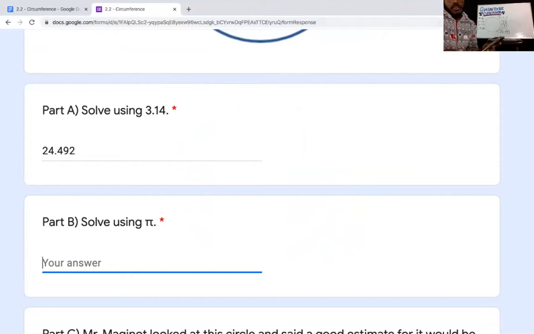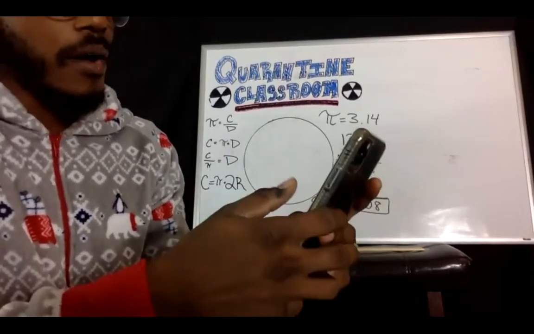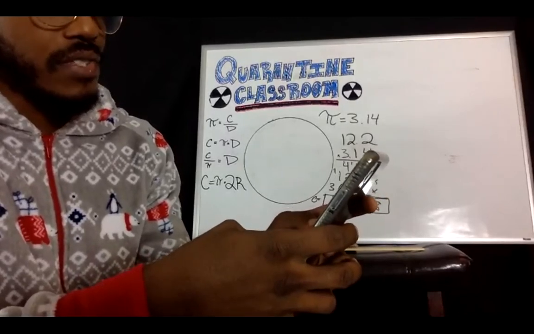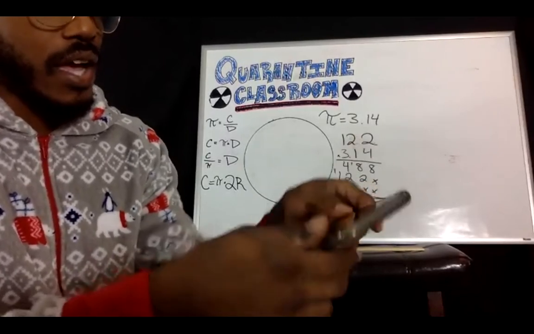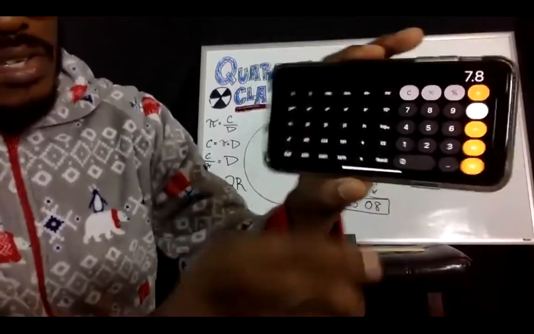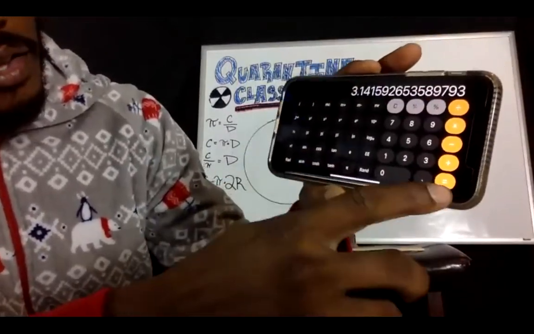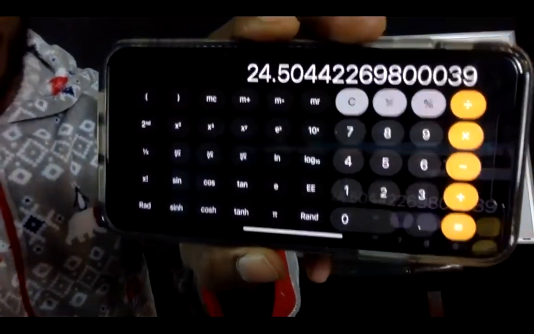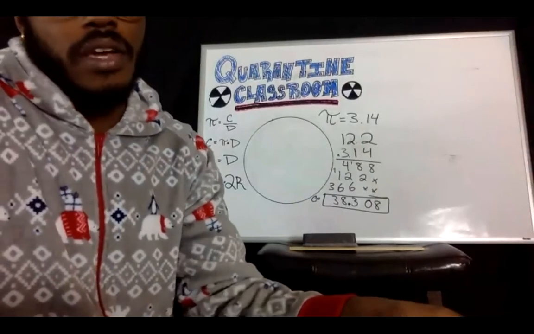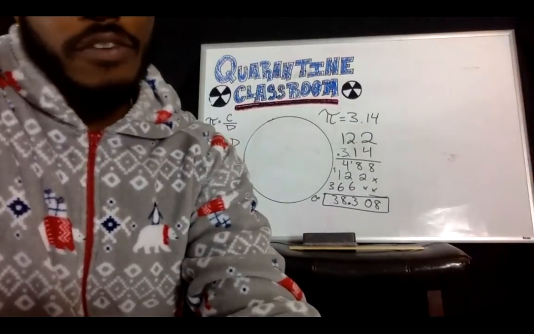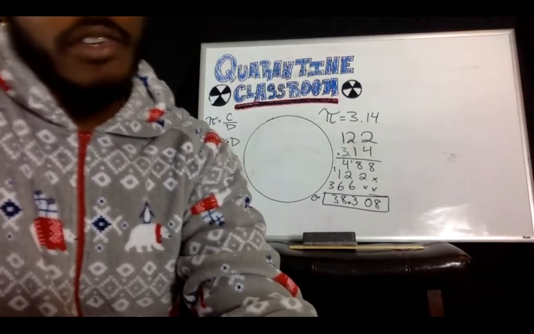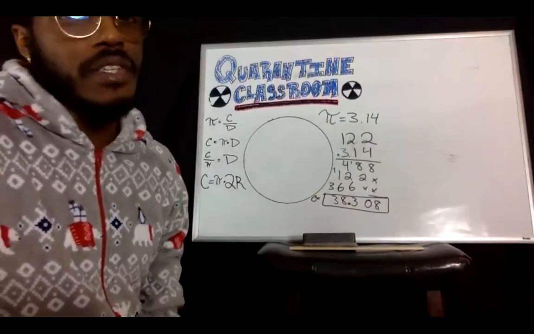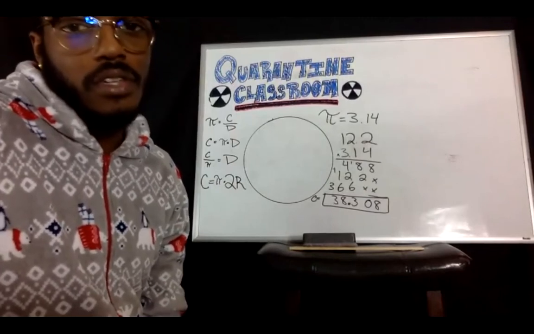I want to come out of screen share so you guys can see this. 7.8 times pi equals 24.504 thousandths. I have that super long number, which is a lot more accurate, but not far off from when we just used the 3.14 approximation.